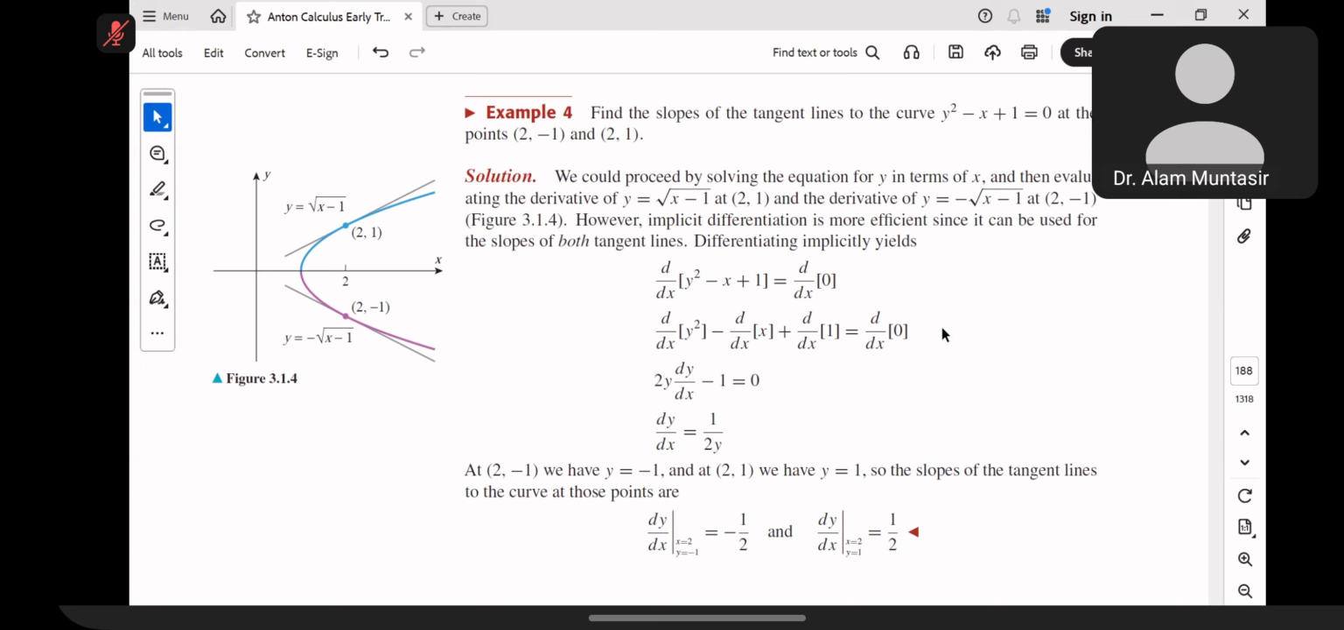Implicit function has a standard form f(x, y) = 0. This is the standard form of implicit function, whereas y = f(x) is an example of explicit differentiation, or explicit function. Okay, sir.